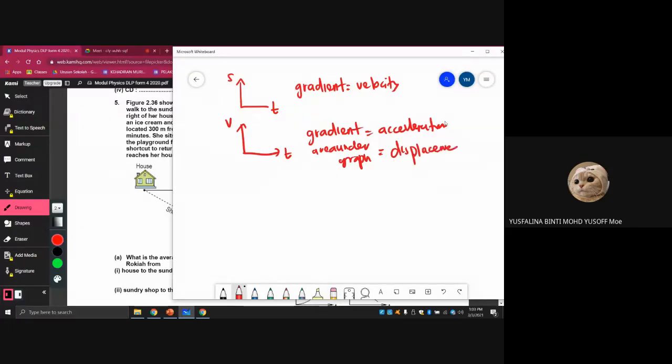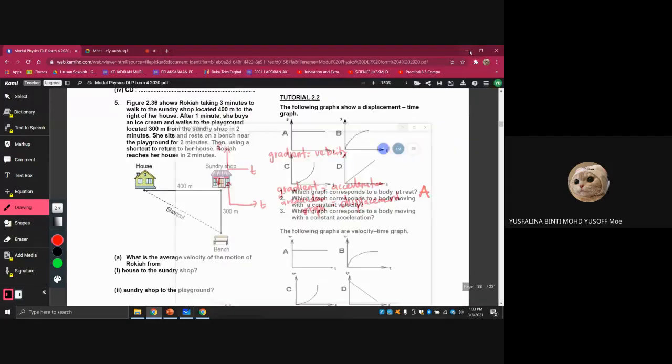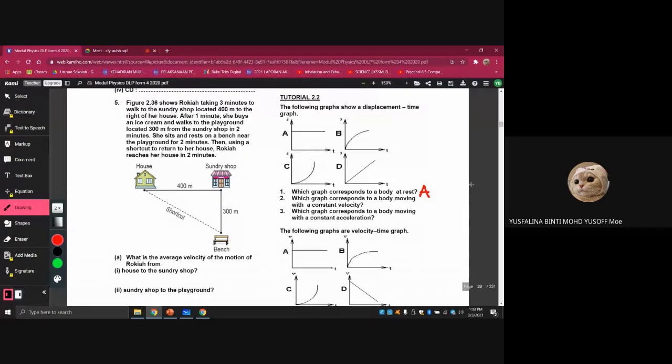Let's see the question now. You want to go from the displacement against time graph to the constant velocity graph. In displacement against time, the gradient is equal to velocity. For A, can I draw any triangle here? No. If I cannot draw a triangle, the gradient is zero, so the velocity is also zero.